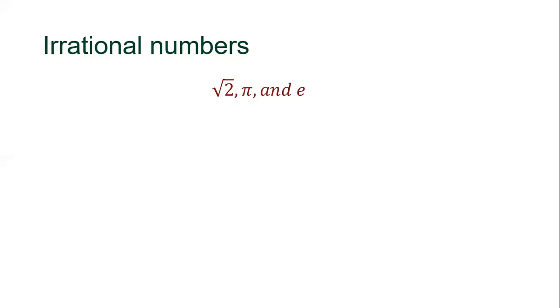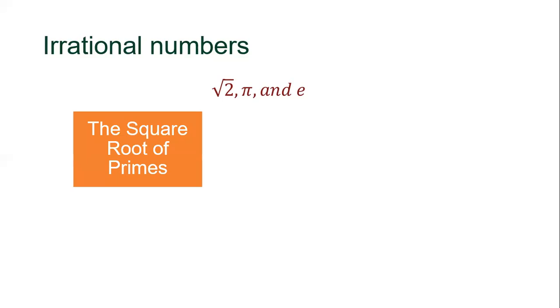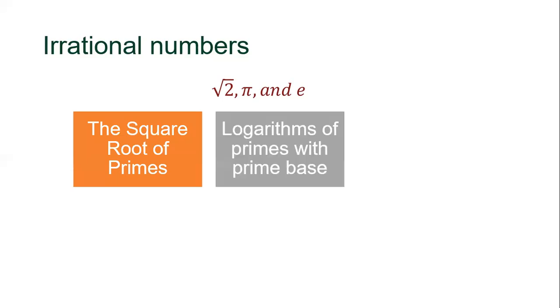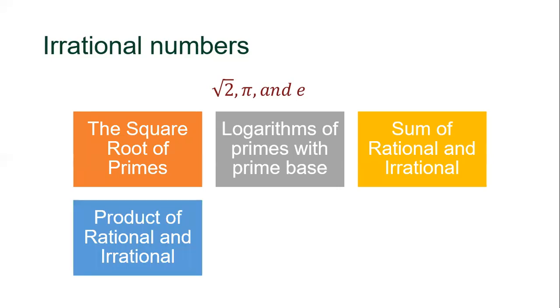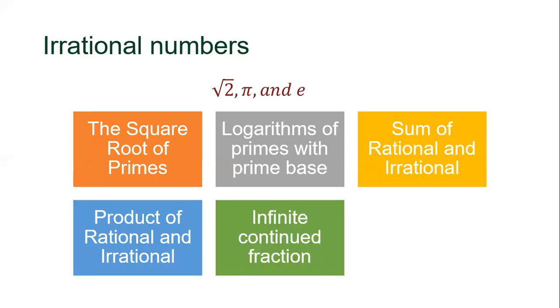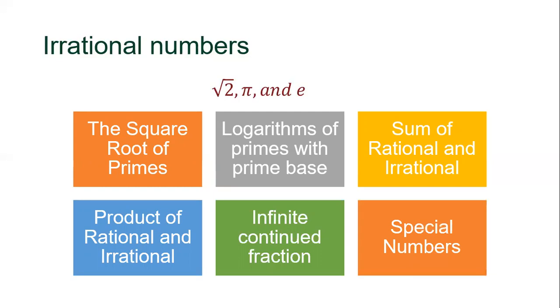For irrational numbers, there are several types. We have the square root of primes, logarithms of primes with prime base, sum of rational and irrational, product of rational and irrational, infinite continued fraction, and special numbers. Special numbers such as pi, Euler's number or e, and the golden ratio. Those are special numbers. There's also a link in the transcript if you want to know more about irrational numbers.